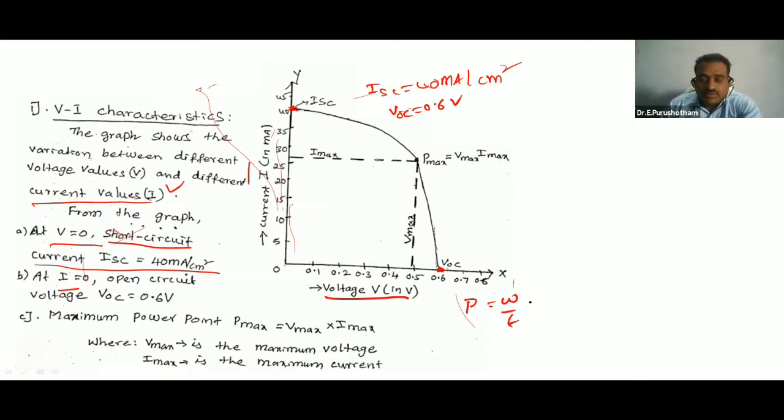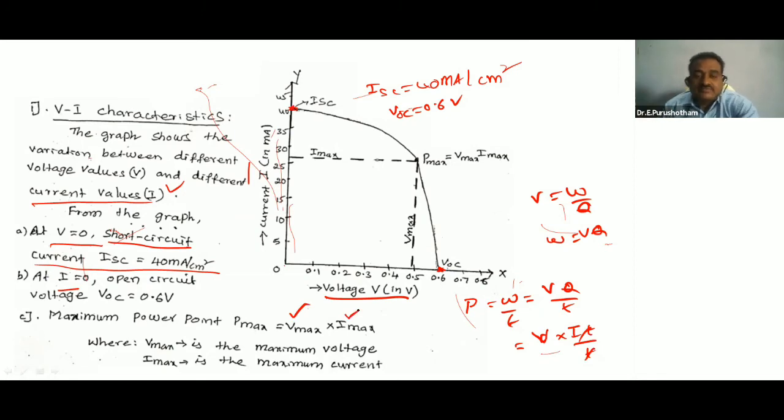P is equal to W by T. So according to this, we can calculate V is equal to W by Q. You know very well, from this W, V into Q, I am writing here V into Q by T. So V as it is. Q, I am writing I into T by T. TT gets cancelled. So this is voltage into current, you can see voltage into current.